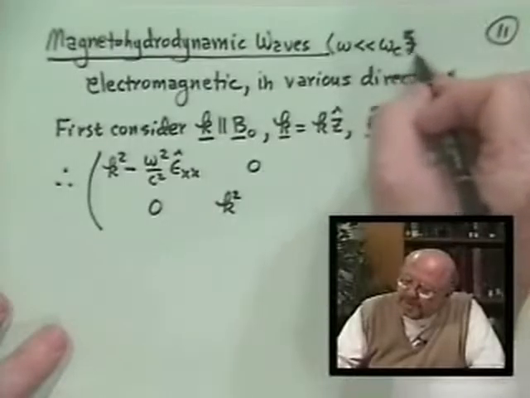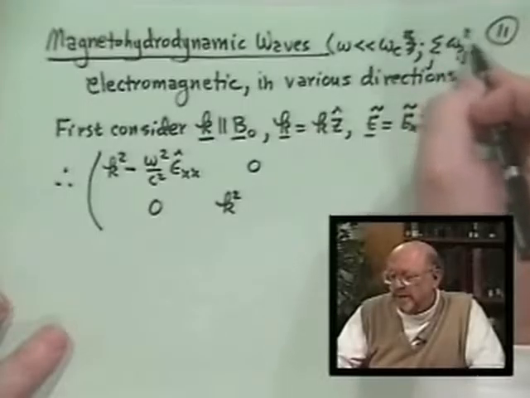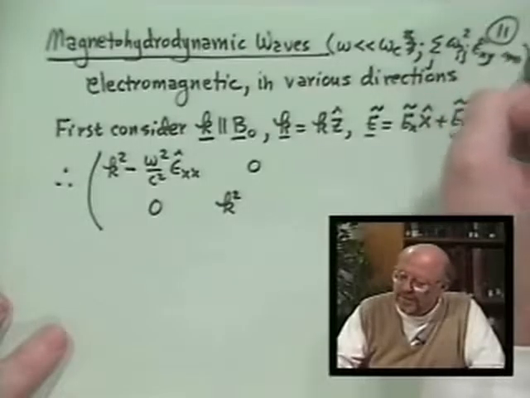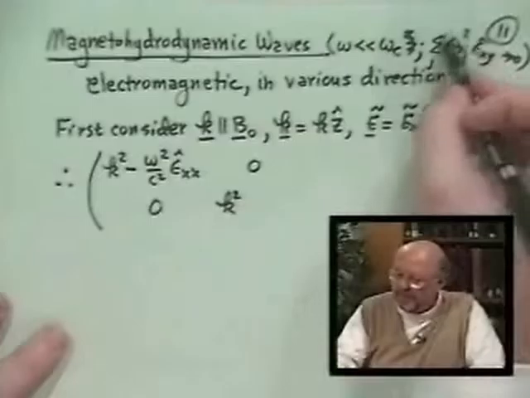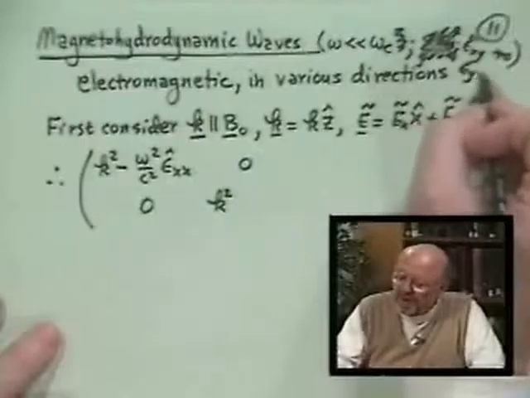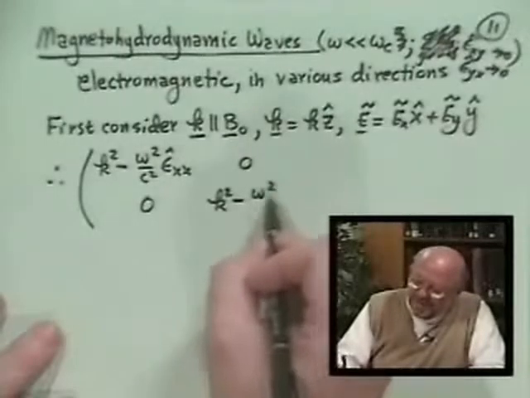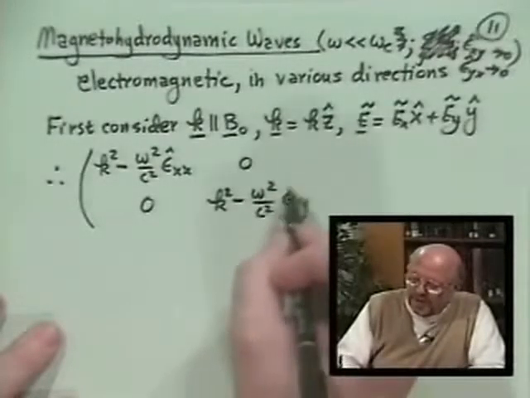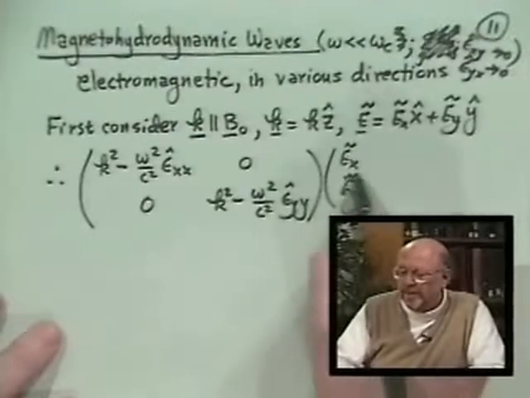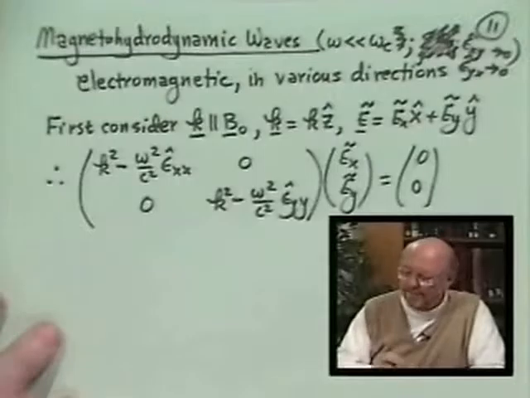I should have said this causes the summation over species of omega pj squared times epsilon xy to go to 0. It causes the off diagonal epsilon xy to be 0, and epsilon yx to be 0. We talked about that last time, so I won't go back through it again. Anyway, and omega squared over c squared epsilon yy hat. And this is then on E x tilde, E y tilde equals 0, 0. Again, the Ez tells us nothing interesting.